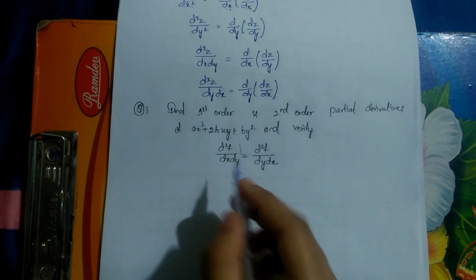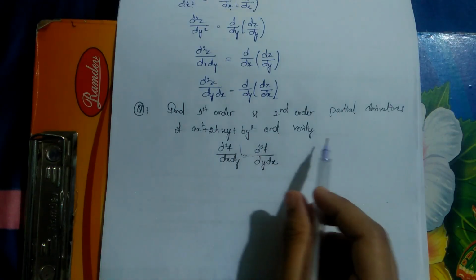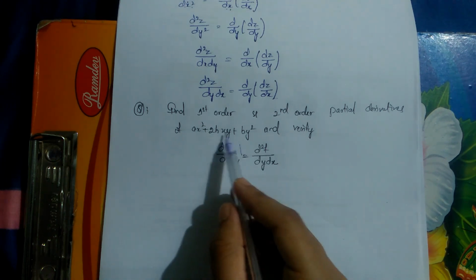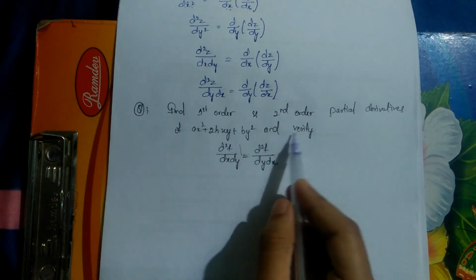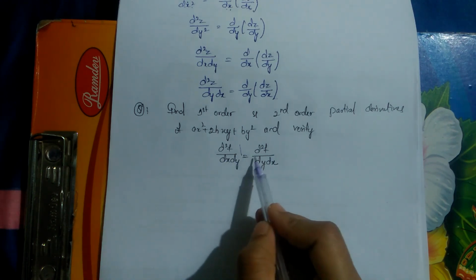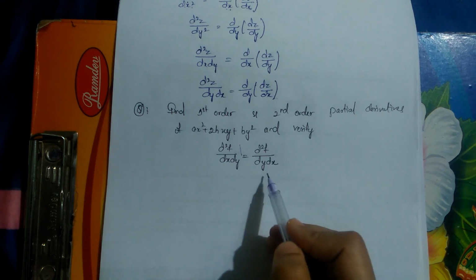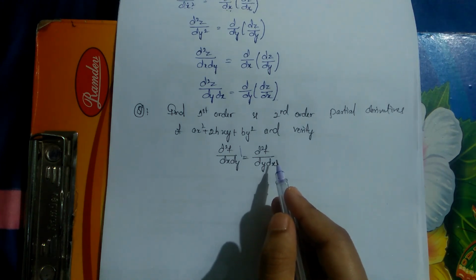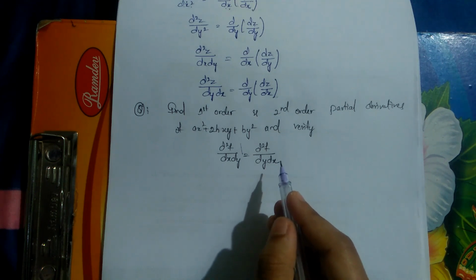Let's discuss one problem here. Find the first order and second order partial derivatives of the function ax square plus 2hxy plus by square, and thereafter verify that dou square f by dou x dou y is equal to dou square f by dou y dou x. So here, find the first order and second order partial derivatives.